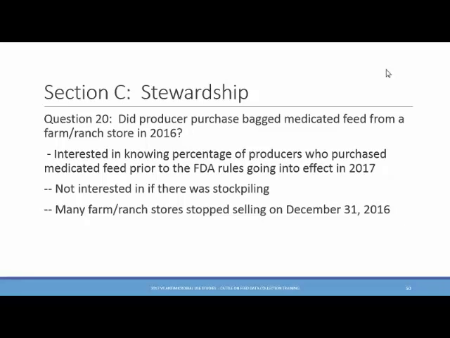Moving on to question 20. Did the producer purchase bagged medicated feed from a farm or ranch store in 2016? We're interested in knowing the percent of producers who purchased medicated feed prior to the FDA rules going into effect in 2017. One of the things you'll see in the manual is that we are not interested in learning if there was stockpiling. We're not trying to get that degree of information from the producer. But we did hear from some folks that producers might have been stocking up and that they might be sensitive to these questions. So again, we will not release any of their identities beyond data collectors, obviously, and this is protected information. We know that many of the farm and ranch stores stopped selling medicated feed on December 31st of 2016. So this could be a sensitive question.